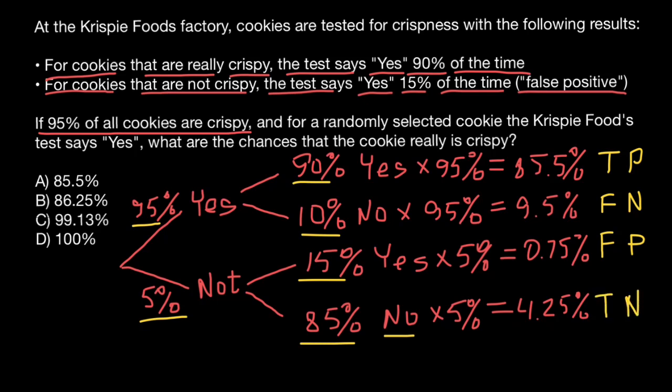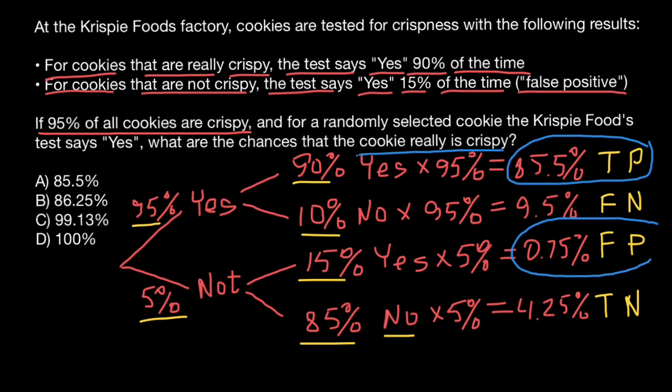Now let's read our question again. If 95% of all cookies are crispy, and for a randomly selected cookie the Crispy Foods test says yes, what are the chances that the cookie is really crispy? So I want to underline really crispy. We have one category that is really crispy here, true positive, but also we have false positive, falsely crispy, those cookies that are not crispy, but test as if they're crispy, and this category makes 0.75%.